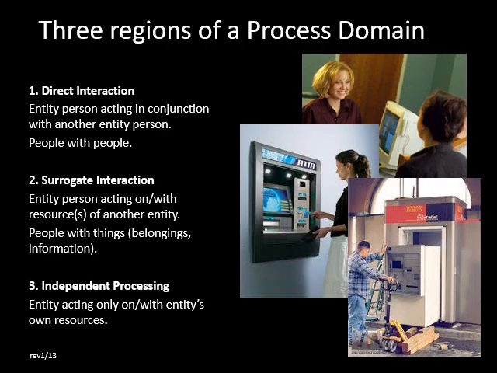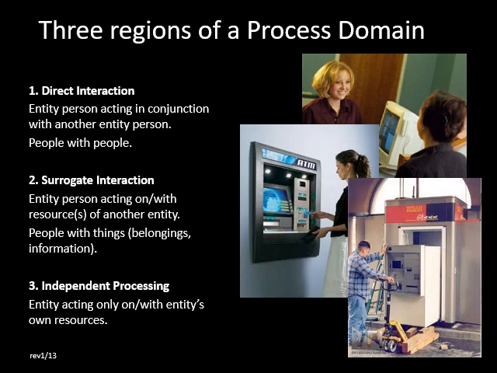Now there are 3 types of interaction. There is something called direct interaction, which is a person acting in conjunction with another person. So this is my dentist example. This is a dentist mending a person's teeth, and people are interacting with people. That is direct interaction.